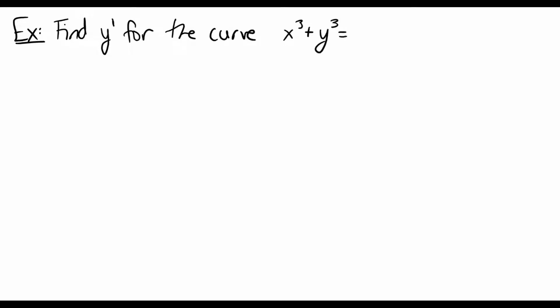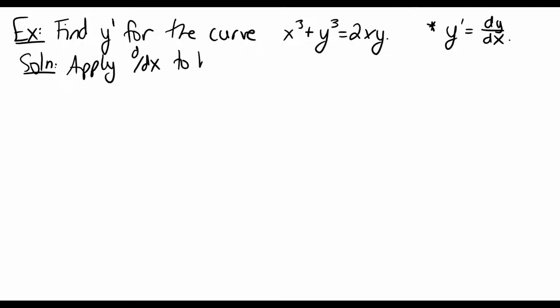Let's do a few more examples. Example 1. Find y prime for the curve x cubed plus y cubed equals 2 times x times y. Remember that y prime means the same thing as dy dx. So again, we apply d dx to both sides.